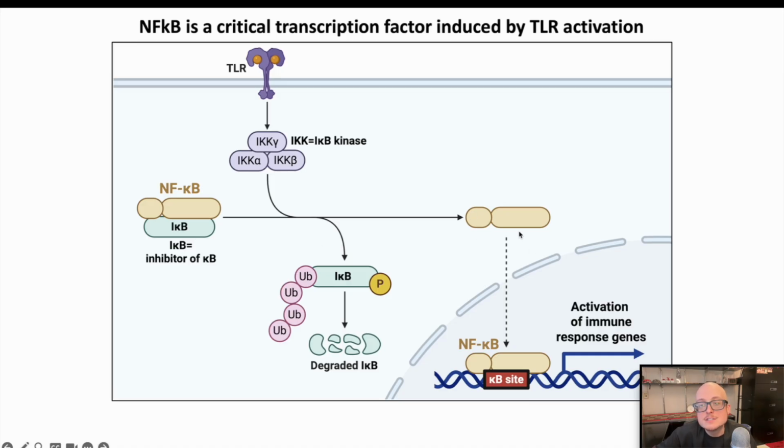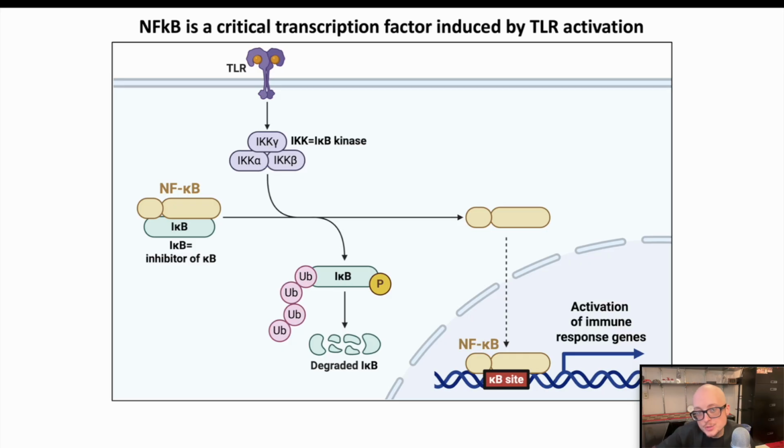When it is liberated, it is free to translocate into the nucleus, where it can bind to the promoters of genes whose promoters contain DNA sequences known as kappa-B sites. And so the genes that tend to have kappa-B sites in their promoters are genes associated with inflammation and innate immunity. So when NF-κB goes into the nucleus, it can induce the expression of those immune response genes and thereby create all sorts of innate immune effector outcomes. So this is a general summary of NF-κB activation. And again, this is a major outcome of toll-like receptor activation.